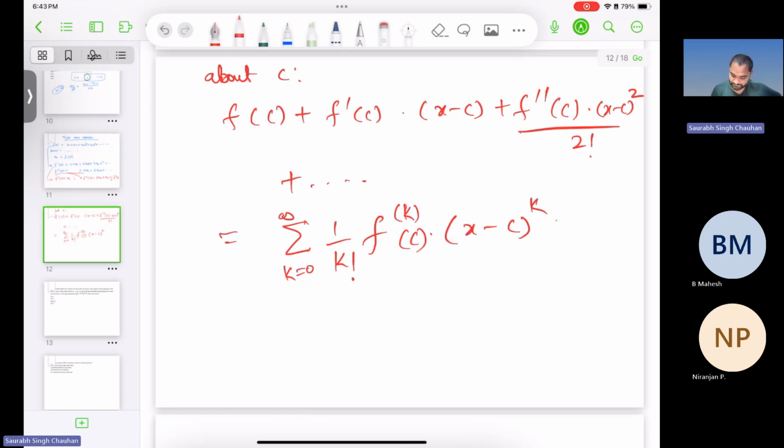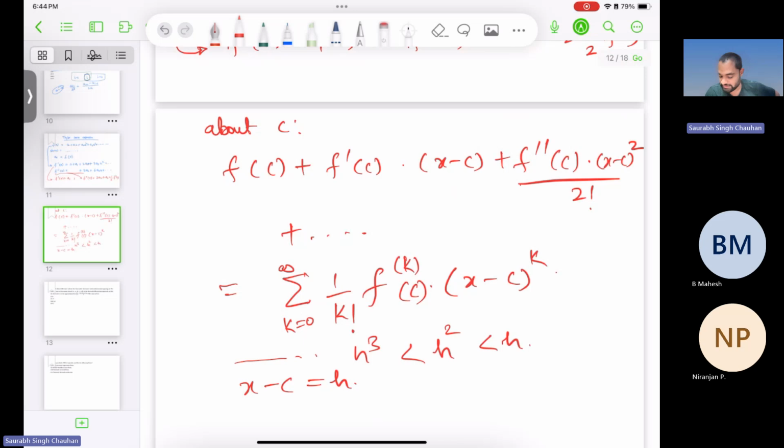So in our case, this x minus C is h, and this h is very small. As you take the higher power of this h, for example h square, it will be smaller than h, and it will be even smaller as the power grows. So we can ignore the higher order terms in the Taylor series expansion. Whenever we write this expansion, we are not writing all the terms; some terms we are truncating.